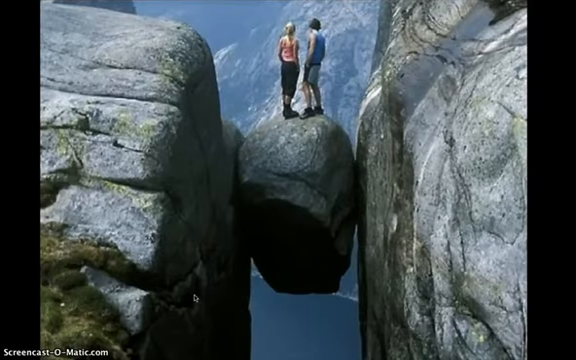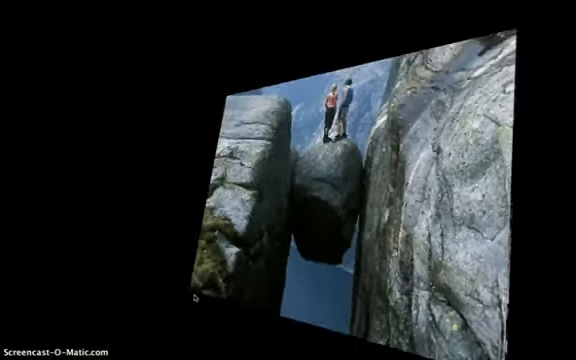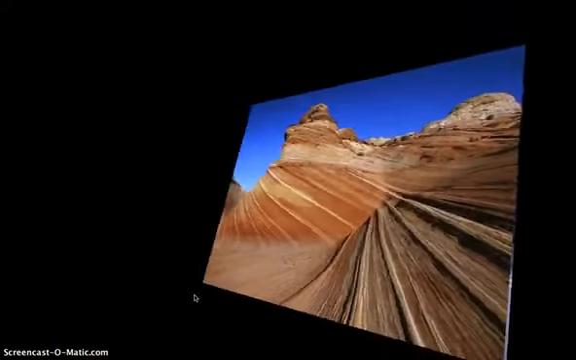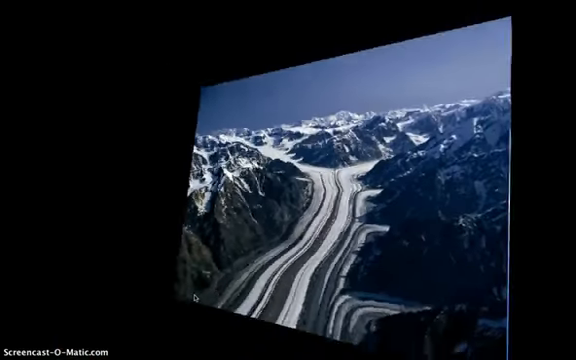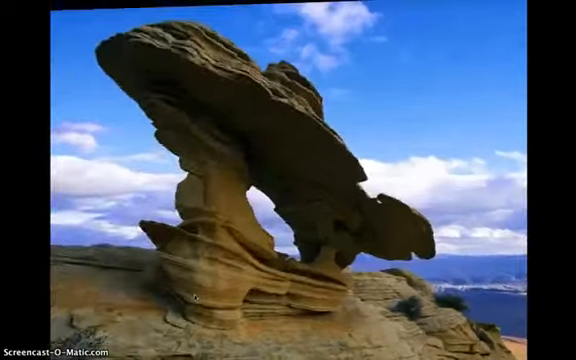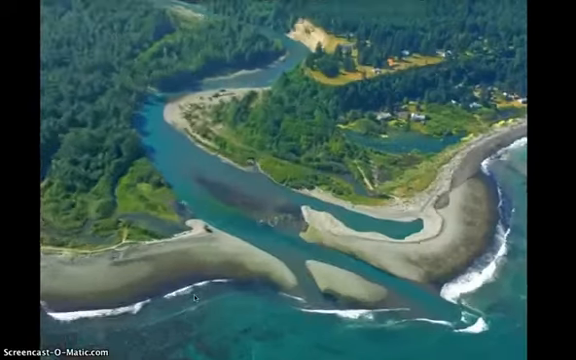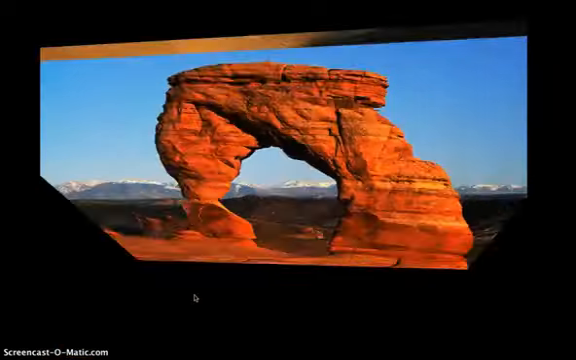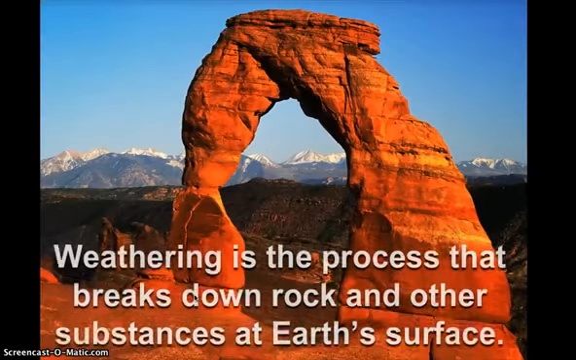And that's very interesting. I'm not sure if I would want to stand out there, but eventually that rock is going to be weathered and it's not going to be there. Hopefully not when they're on it though, right? So I'm going to go back forward. Oh, we forgot this one.